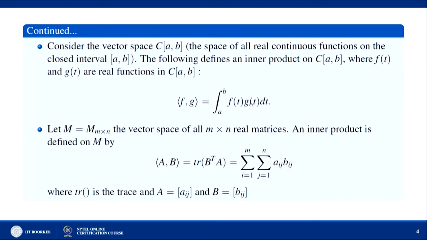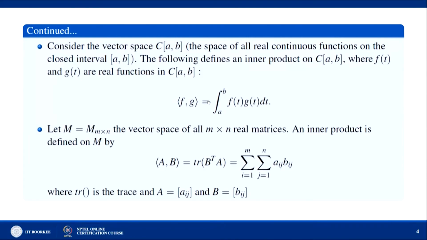Now, when you take the inner product of f and g, or g and f, both are the same, because f(t) times g(t) is the same as g(t) times f(t). Now, the inner product of f plus g comma h, if you take (f plus g) times h, the third property can be directly obtained. And for alpha times f comma g, you can simply take alpha outside the integration, and we get the fourth property also. So, this definition defines an inner product on the vector space C of the closed interval a, b.